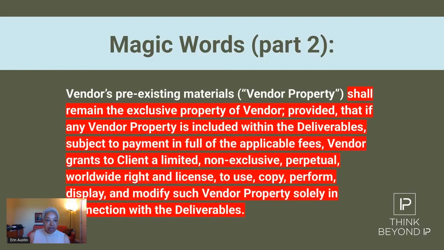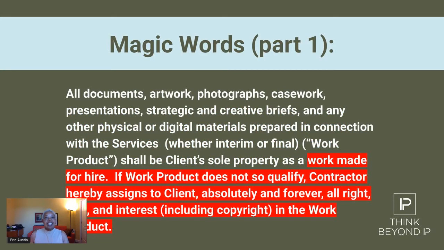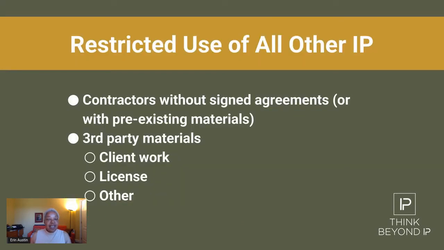Let's go back to this lovely language, where in this case you are the contractor and your client is the one getting all of those rights in what you created as a work made for hire. And to the extent it's not a work made for hire, you are assigning to your client all rights in that deliverable. So here you're on the other side of that language, and your client owns 100% of those deliverables. I think you know that anyway, but that is the language that solidifies that.